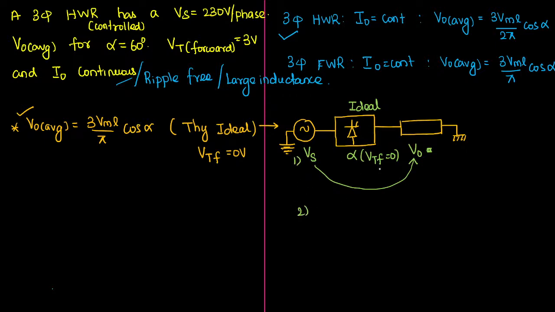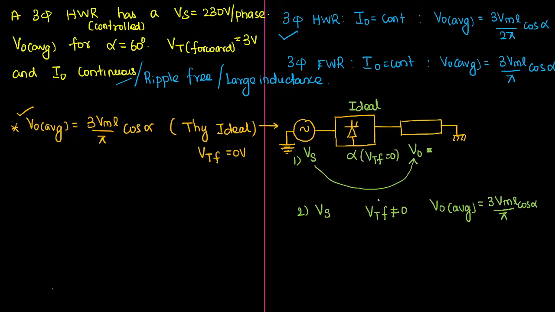Whereas in case number 2, while giving the firing angle, thyristor will be turned on, but it is the practical one and the expected voltage drop in the thyristor is 3 volts. In that case, what will happen? Nothing will happen. Take your same source voltage. Suppose if thyristor forward voltage is not equal to 0, then the expected output voltage V0 average can be written as, if we are considering three phase half wave rectifier, 3 Vml by 2 pi into cosine of alpha. This is the full voltage when there is no voltage drop in the thyristor.